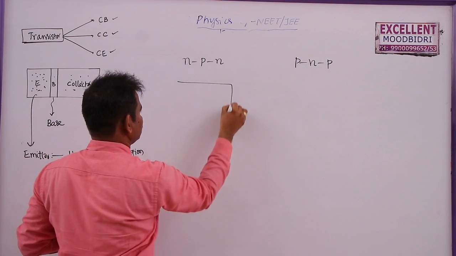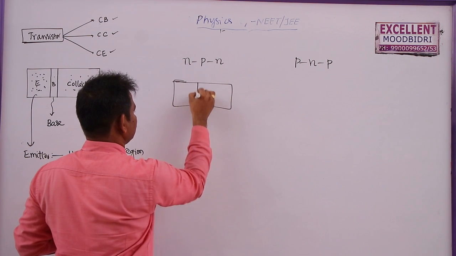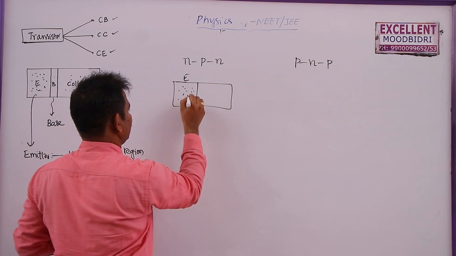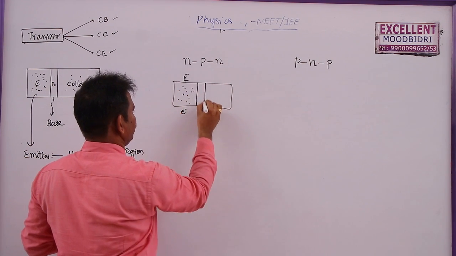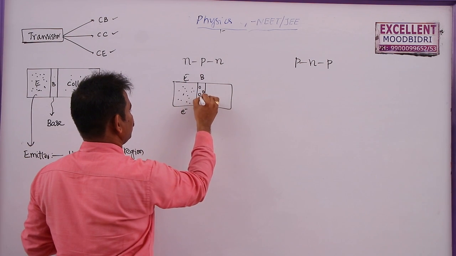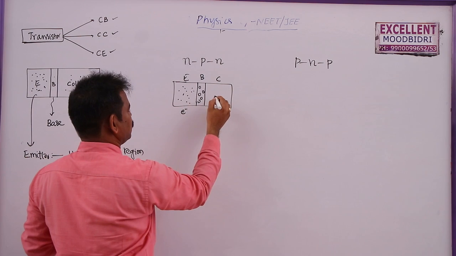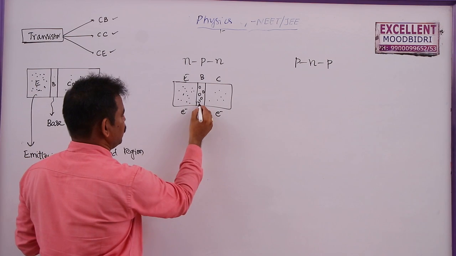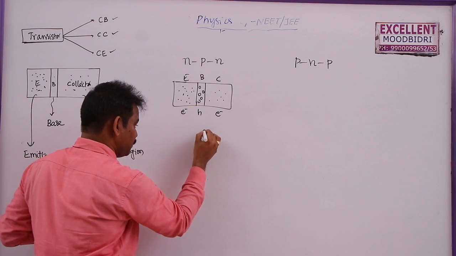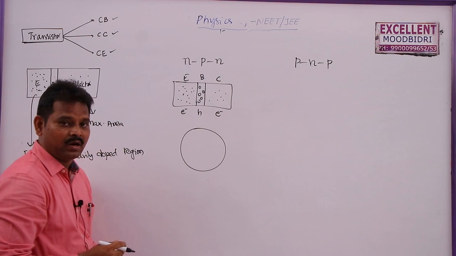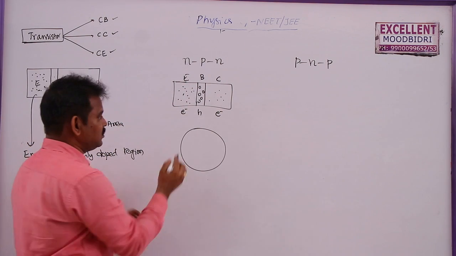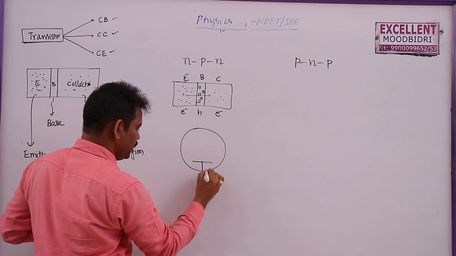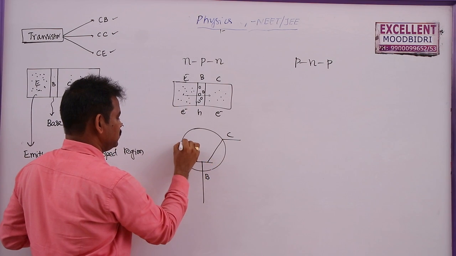In NPN transistor, the emitter is N region, which consists of electrons. Base is the P region, which consists of holes, and the collector also consists of electrons, but when compared to the emitter, it is moderately doped, and these are holes. To represent this, generally we know that the current flows in the opposite direction of flow of electrons. Here electrons are traveling like this, so current is moving in the opposite direction. So we will denote this as base, this as collector, this as emitter.